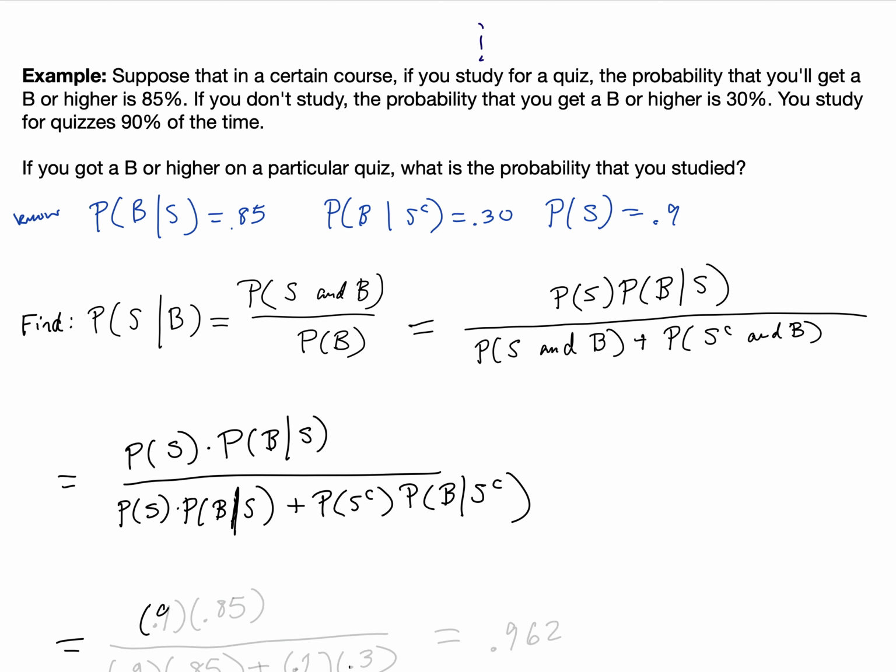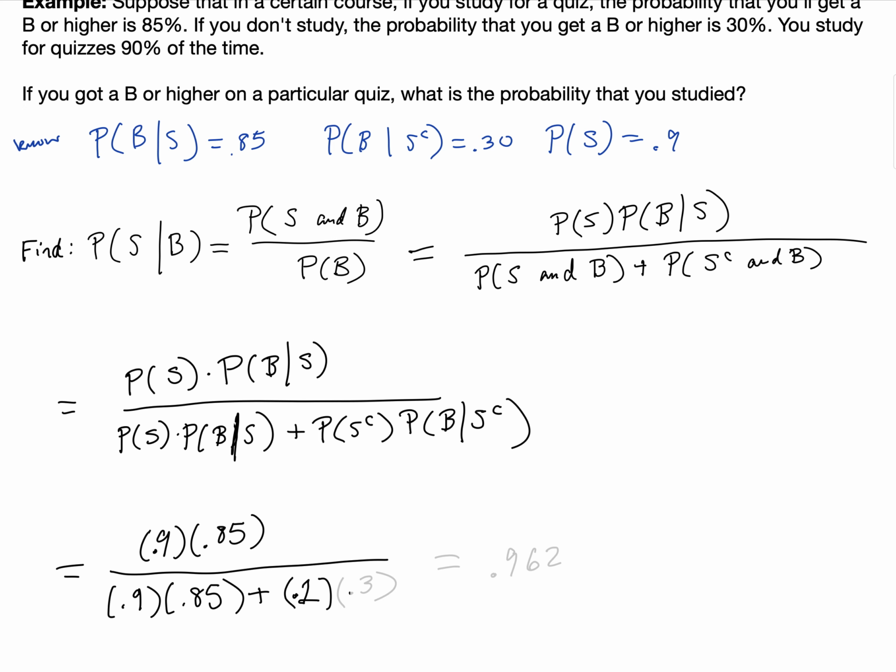Now plugging in the values that we know. We said that we study 90% of the time, 0.9. And when we study, getting a B has an 85% chance, divided by the probability that we studied, 0.9, times the probability of getting a B after studying, plus the probability that we didn't study. If we study 90% of the time, we don't study 10% of the time, times the probability that we get a B despite not studying, 0.3. Now we just need to plug that into a calculator, and we get 0.962.